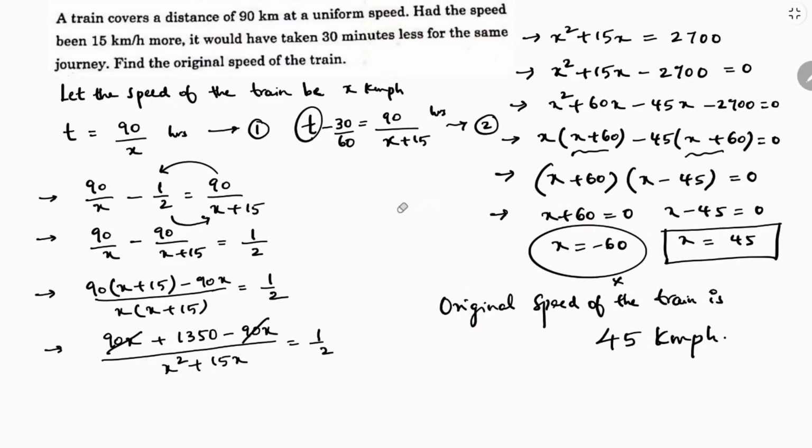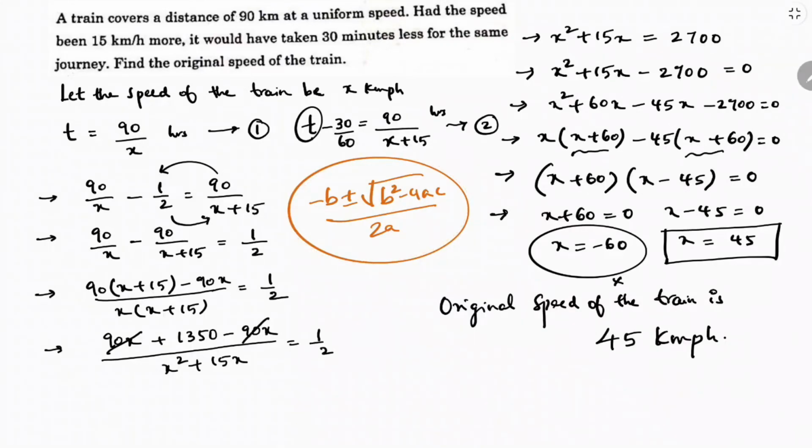Here I factorized this quadratic equation by splitting the middle term, or you can use the quadratic formula also, if you want, that is minus b plus or minus under root b square minus 4ac by 2a. With the help of this formula also you can find it, where a is 1, b is 15, c is minus 2700. So we can simplify with this also.